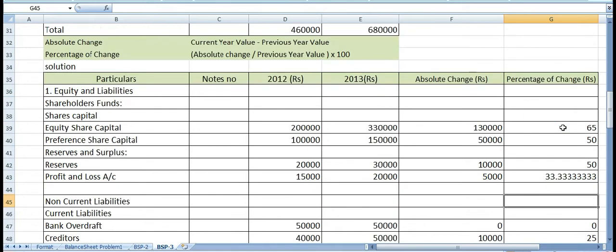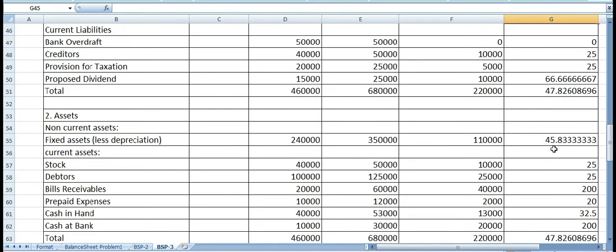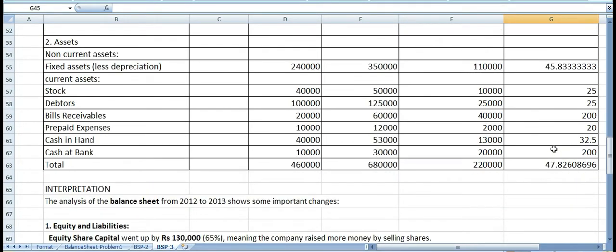It is a direct formula application. Absolute change is current year value minus previous year value. Absolute change can be either a positive or a negative value. Based on the change of each item, we are able to understand how the company is performing and how the amount has increased. If there is any justification, it will be given in the notes column also. So first we calculate the absolute change, followed by the percentage of change. Once we have done this, we find the interpretation of data based on this analysis.